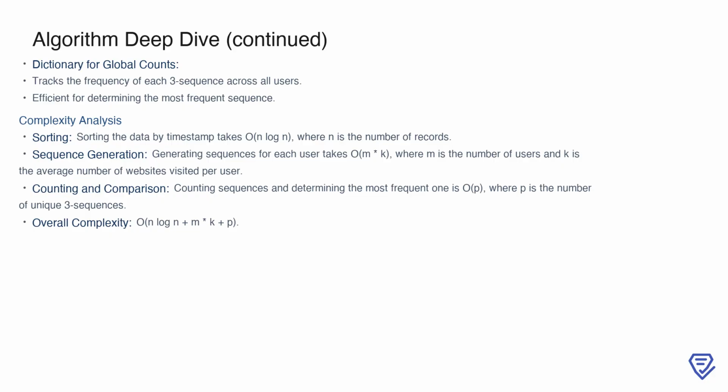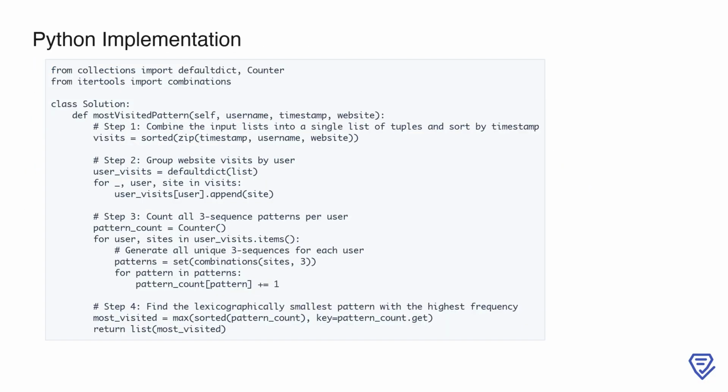efficient for large datasets. The solution begins by combining the input list's username, timestamp, and website into a single list of tuples. Each tuple contains the timestamp, username, and website, and the list is then sorted by timestamp to ensure chronological order of visits. This ensures that the sequence of visits for each user is accurate.